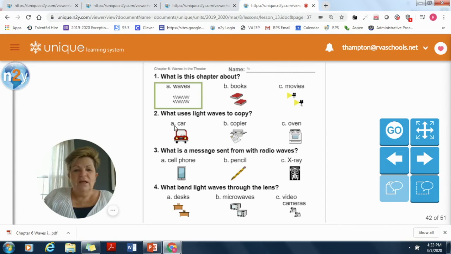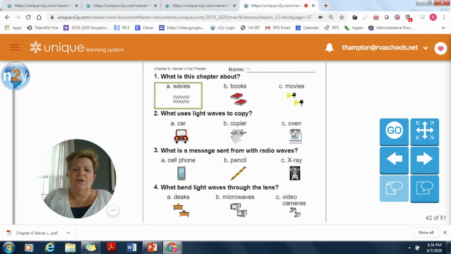Very good. What uses light waves to copy? Now remember earlier I said that sometimes there's a word in a question that will actually give you the answer to the question. So what uses light waves to copy? Is it a car, a copier, or an oven?